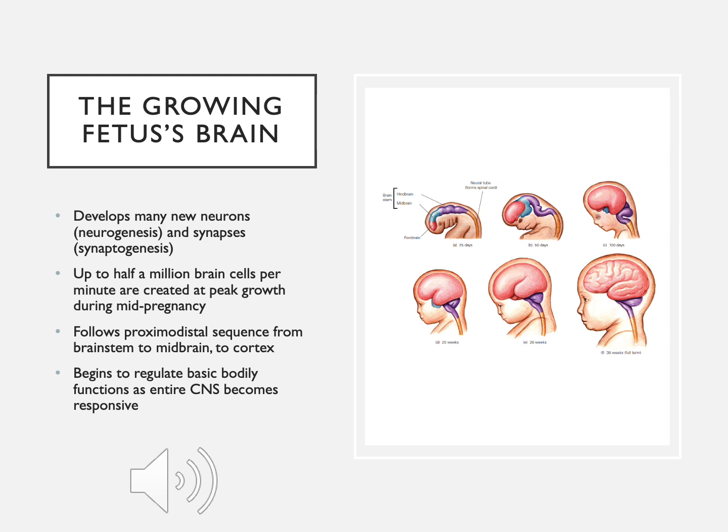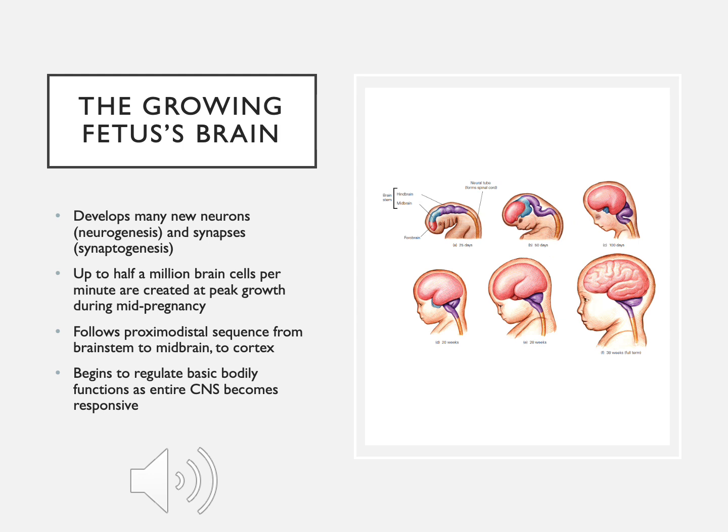So again, that's looking from our middle to outward, and I have included an image to show the formation of the brain at different weeks. We see that full term is going to be about 38 to 40 weeks, and we can see the progression from 25 days to 38 weeks of what that looks like. We also see that during this time, up to 500,000 brain cells per minute are created, and the body starts to have basic bodily functions within the central nervous system.